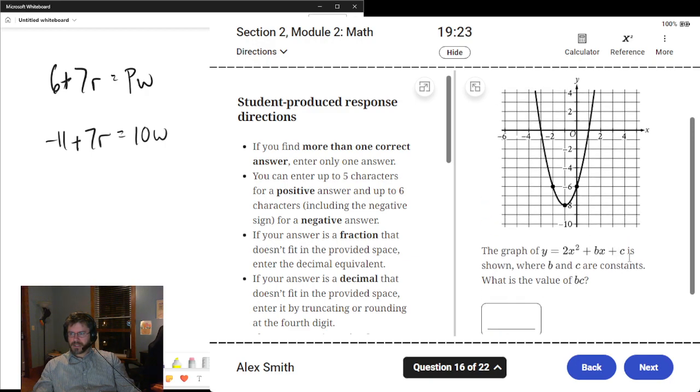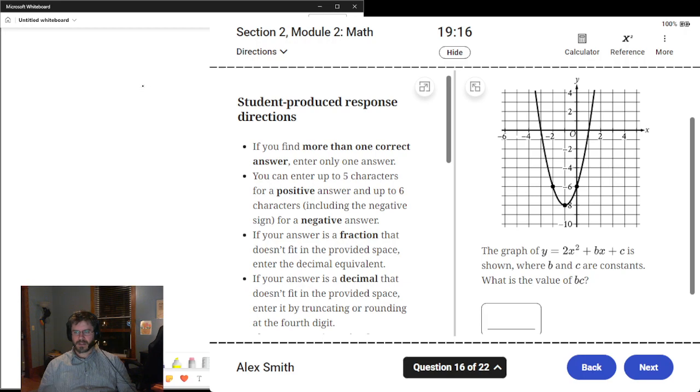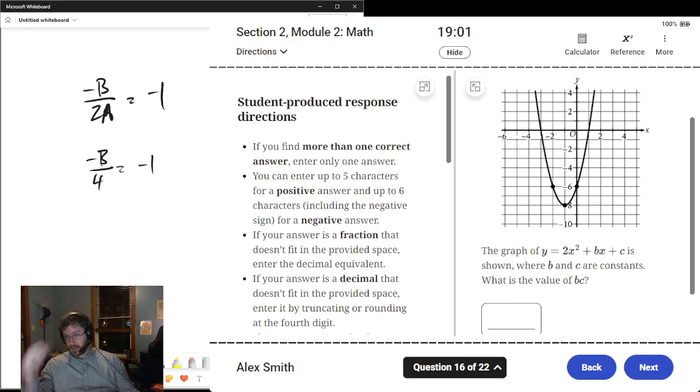Constants with a value of b times c. So they give us the vertex at -1, negative 8. So we know negative b over 2a gives us the x-coordinate of the vertex, which in this case is -1. So a is 2, so negative b over 4 equals -1. So that means b is 4. C gives us the y-intercept, which is -6. -6 times 4 is -24.